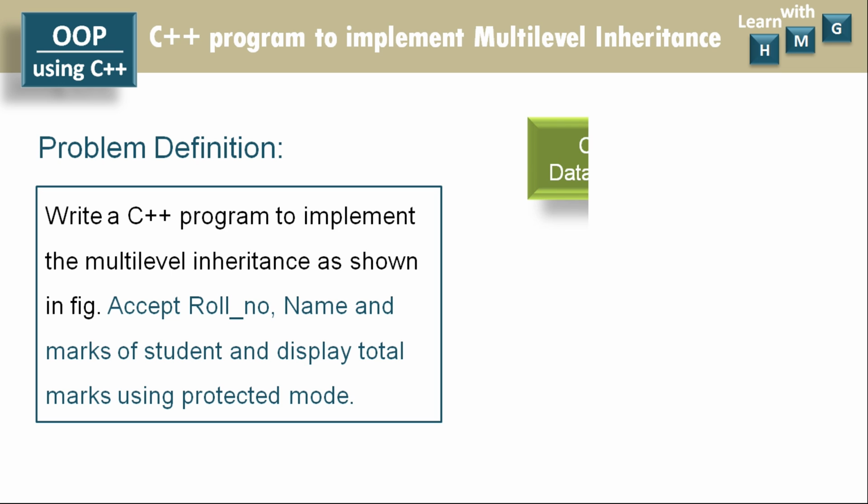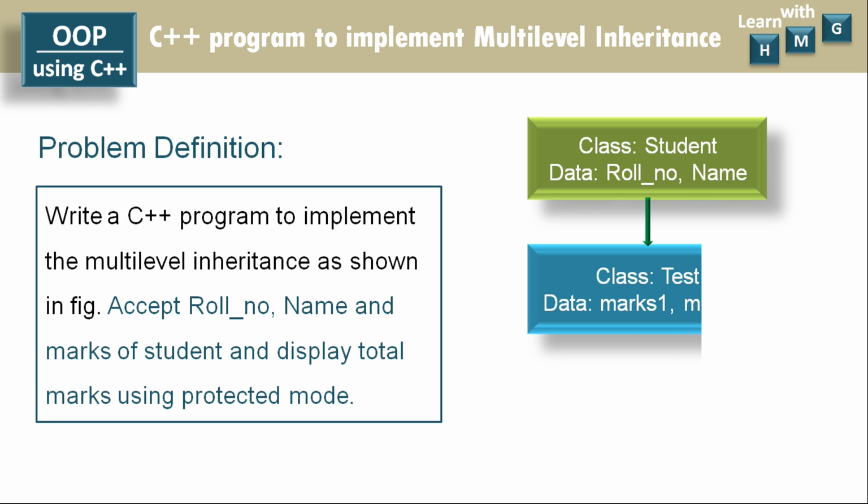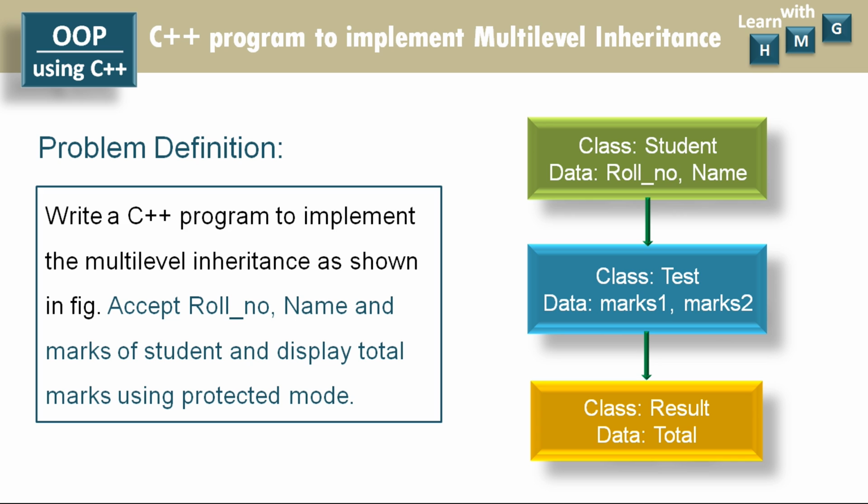There is a class student having data members roll number and name. From this class, one class is derived, whose name is test. Its data members are marks1 and marks2. From the test class, one more class is derived, result. So class result has one data member, that is total. Now these marks1 and marks2 data members will be accessible in the result class using protected mode. So let us write a program using protected mode.